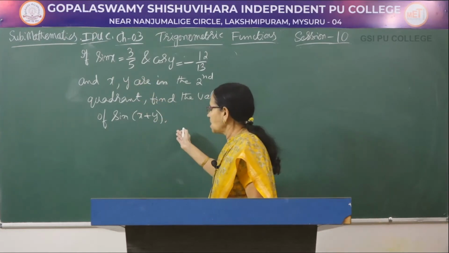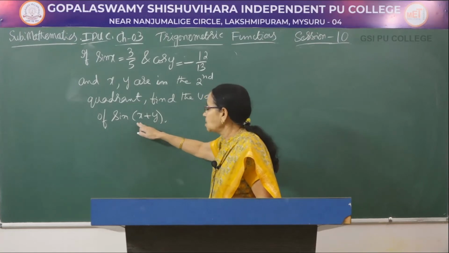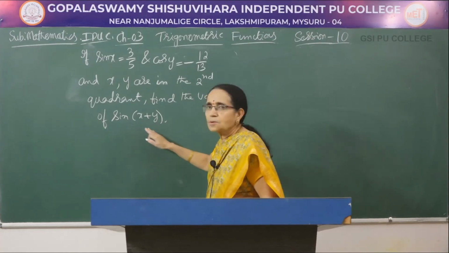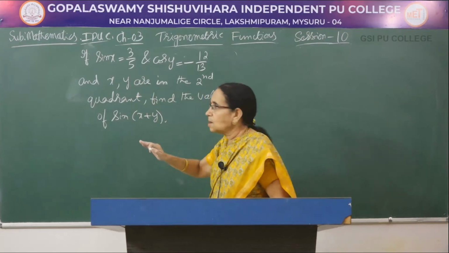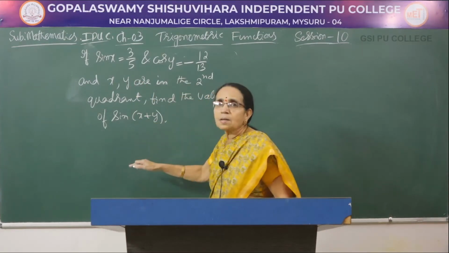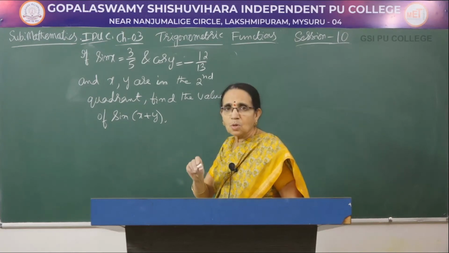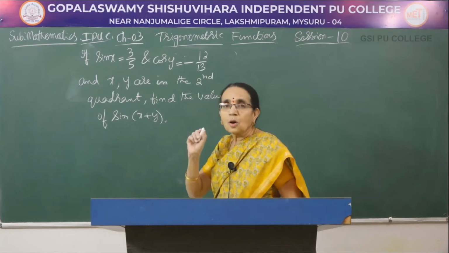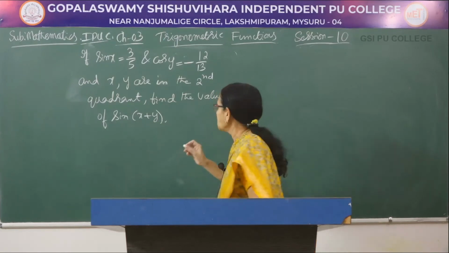To know the other value, if you expand this one, it has sin x into cos y plus cos x into sin y. We know only sin x, so we should get cos x. We know only cos y, so we should get sin y. For that, in the earlier sessions I have told you how to find the value. You always draw a triangle and do not mark any sign in the triangle.